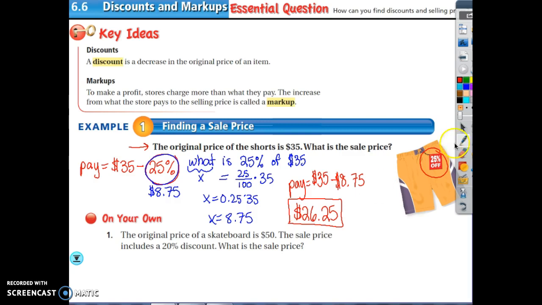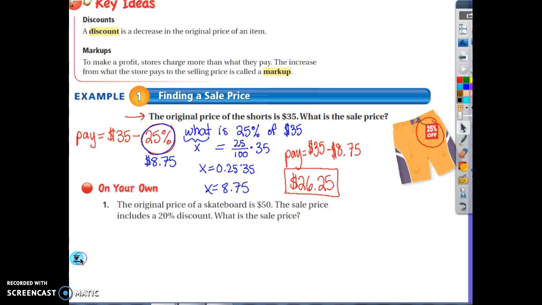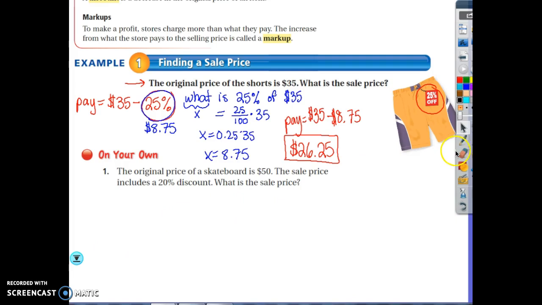In On Your Own number 1 below, I'll go ahead and lead you through this one before I ask you to do it on your own. We have the original price of a skateboard costing us $50. However, the sale price includes a 20% discount. What is the sale price? So again, the amount you normally pay for this skateboard is going to be $50. However, this word discount means that the skateboard's actually on sale for less money. So we're going to take our $50 and subtract 20%.